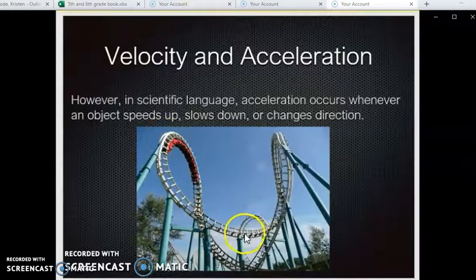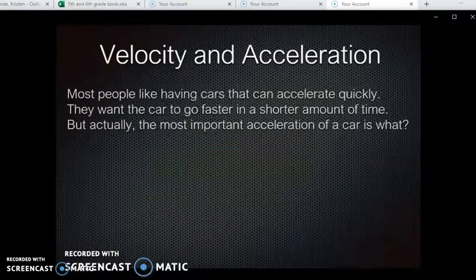We're obviously slowing down as we go higher. It kind of slows down, but also the brakes so that we don't go crashing at the end of the ride. So it slows down, and it, thank goodness, changes direction all over the place, which makes roller coasters so much fun. Now, most people like having cars that can accelerate quickly.